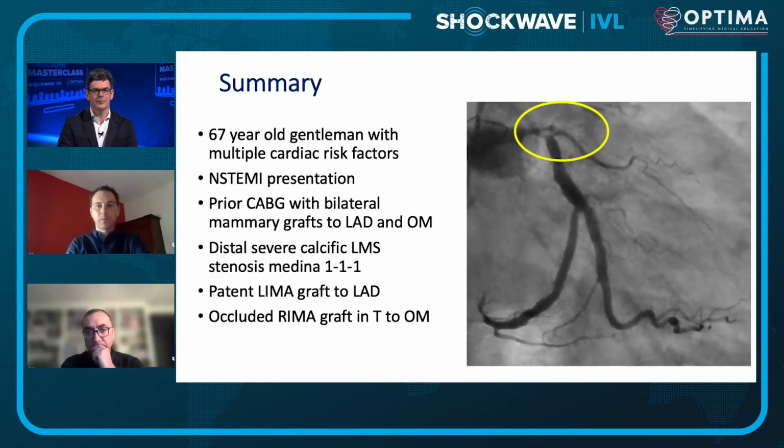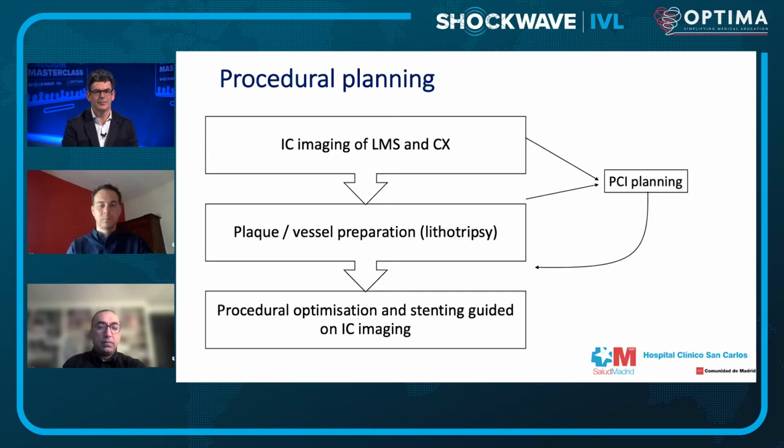So in summary, this is a case of a 67-year-old gentleman with multiple cardiac risk factors. He presented with a non-STEMI. He's had prior surgical revascularization with bilateral mammary grafts to his LAD and OM. He has a distal severe calcific left main stenosis, Medina 111, with a patent LIMA to his LAD and an occluded RIMA graft in T to his OM. And I will hand you back over to Professor Escaned to discuss the procedural planning.